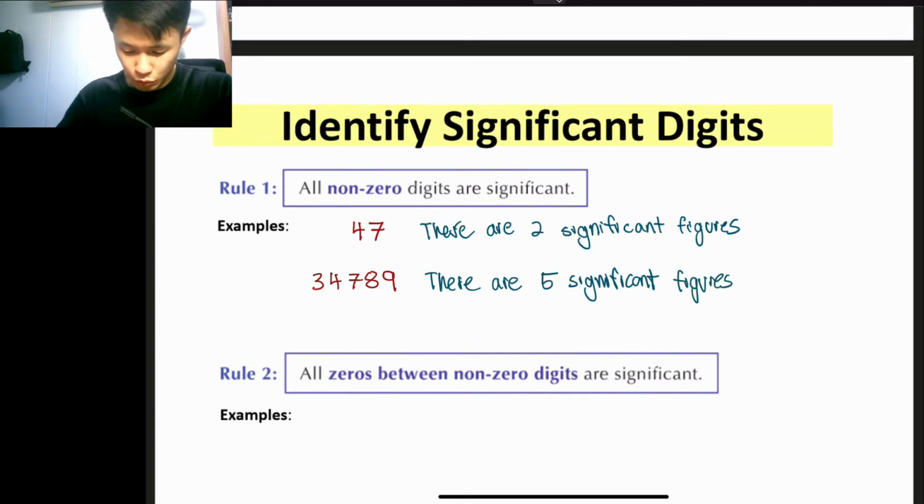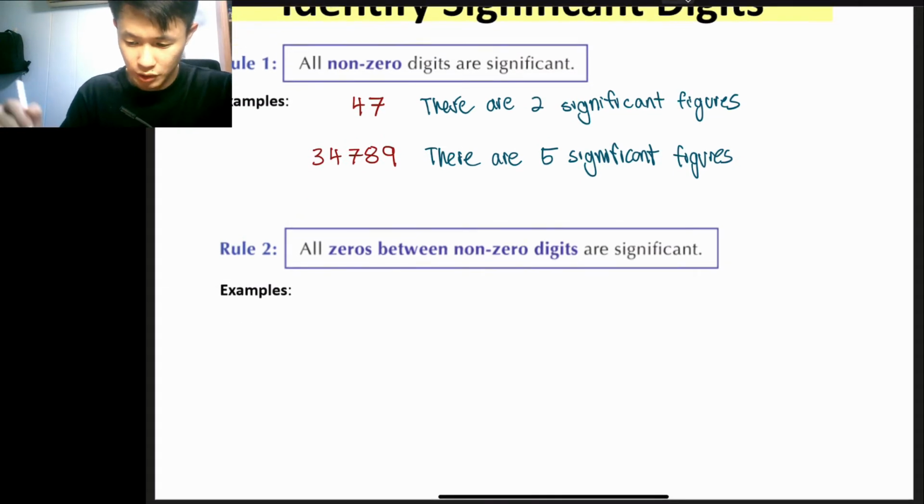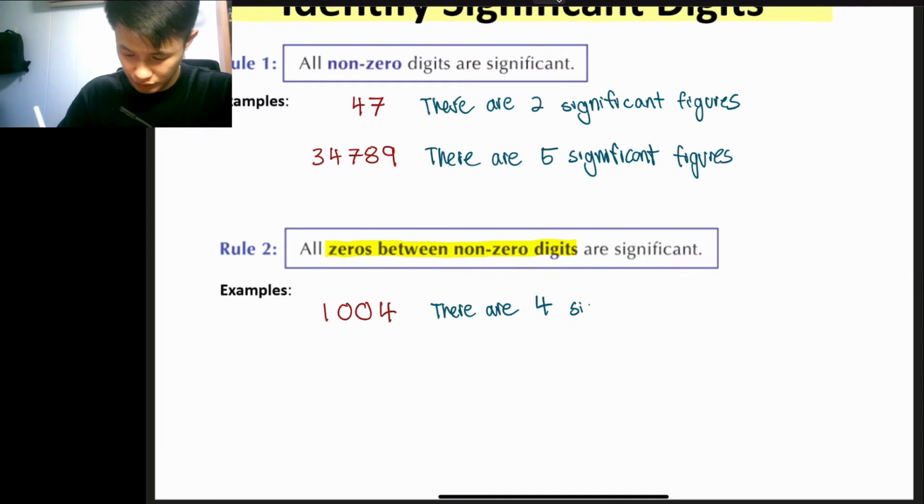Okay, rule 2 is that all zeros between non-zero digits are significant. Actually this is quite simple. So for example, I have 1004. We consider zeros as significant as well. So I would say that there are 4 significant figures.